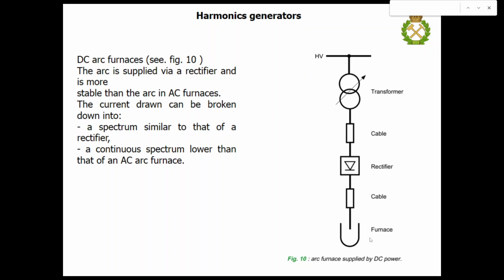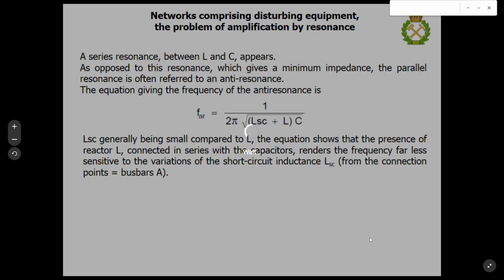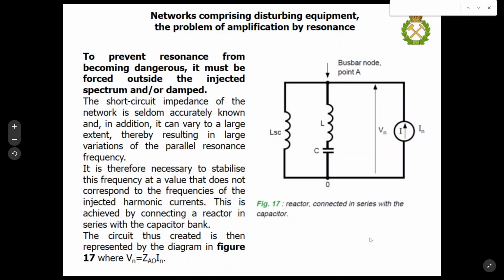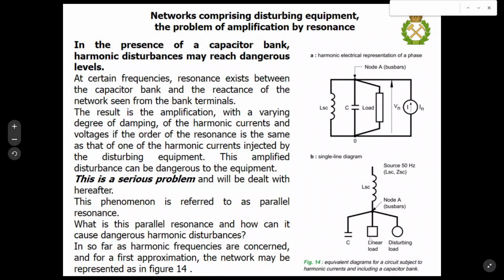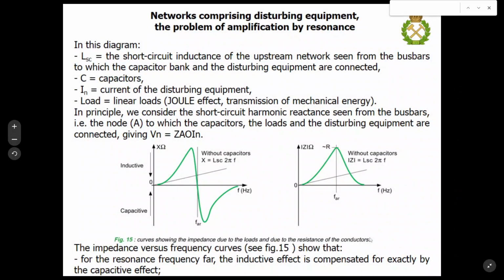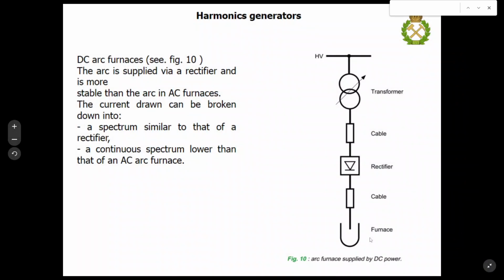Also, you should take into account DC and AC furnaces. They have different topologies. DC furnaces include a rectifier, and AC furnaces don't include a rectifier. They use only earths to produce technology, and earths possess a non-linear voltage-current characteristic, and that's why such AC furnaces produce harmonics.